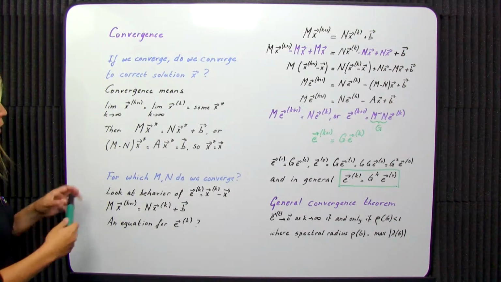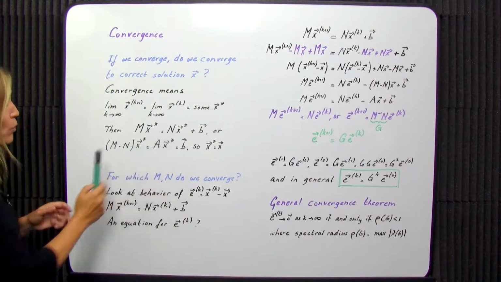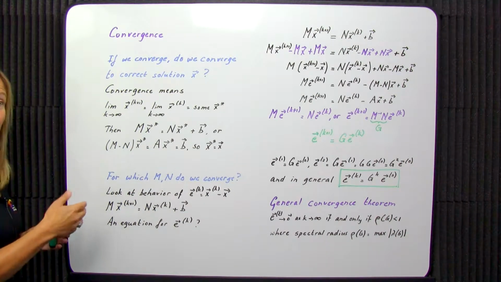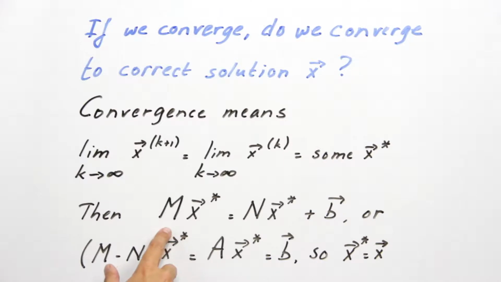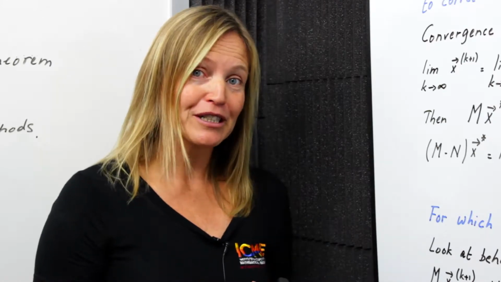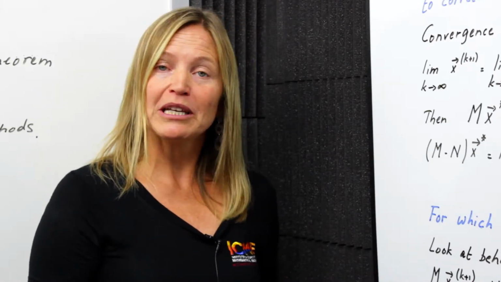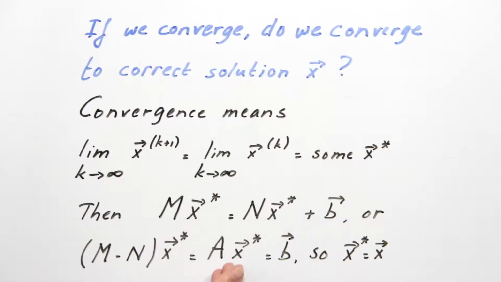Now if that's the case, we can take the iteration equation, M x_k plus 1 is N x_k plus b, and plug in this limit value, x star. So if we do that, we get M x star is N x star plus b, or in other words, throwing N x star to the other side of the equation, we get (M minus N) x star is equal to b, but of course M minus N is just A. So we get A x star is equal to b. Now remember, A was a non-singular matrix, so a system Ax equal to b will only have one unique solution, and if x star satisfies it, then x star must be equal to the solution that we're after.